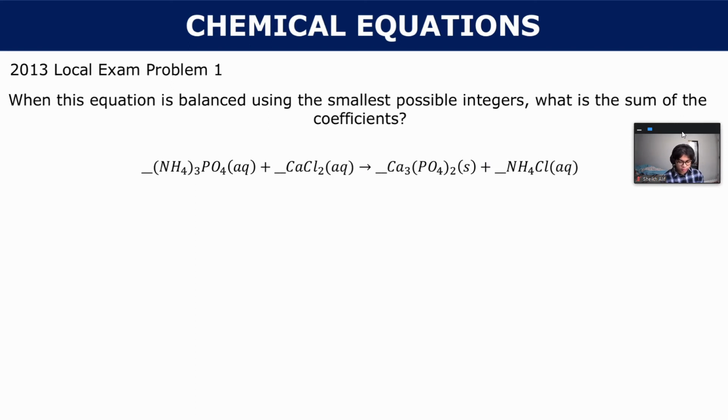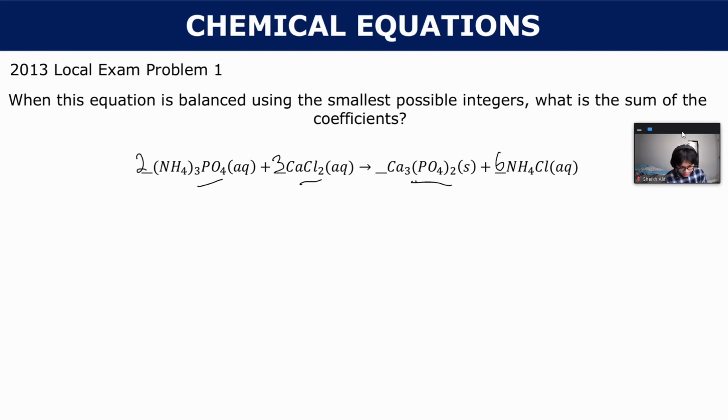And let's just start somewhere, right? I'm seeing that there are 2 phosphates on the right hand side and only 1 on the left hand side, so let's add a coefficient of 2 here to balance out the phosphates. But now we have 6 NH4s on the left hand side and only 1 on the right hand, so let's add a coefficient of 6 to balance that out. Now we have 6 chlorides on the right hand side but only 2 on the left, so let's add a coefficient of 3 here to balance out the chlorides.